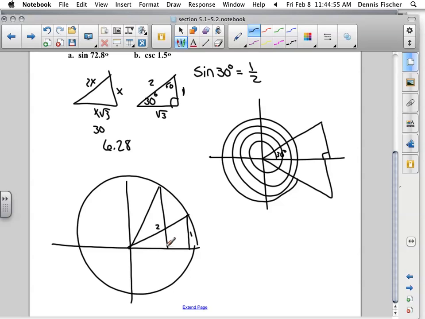Now if you go up to 60-degree angle, did my hypotenuse change? No, it's the same distance, 1. Same distance, so that's still 2. But this side gets longer. This side actually becomes square root of 3. The radius is always going to stay the same all the way around. Just because I double the angle, the ratio doesn't just double.